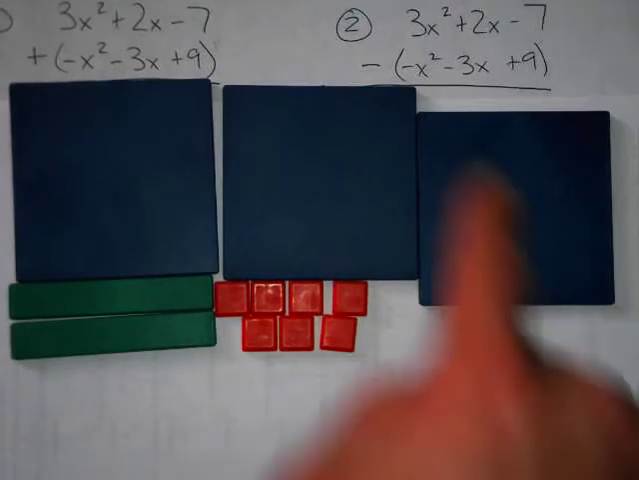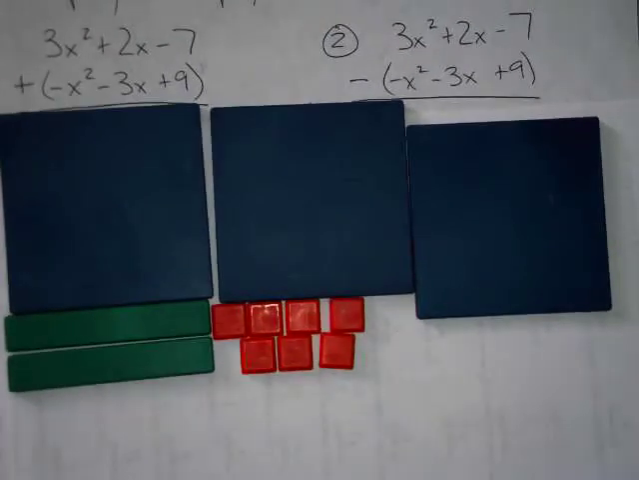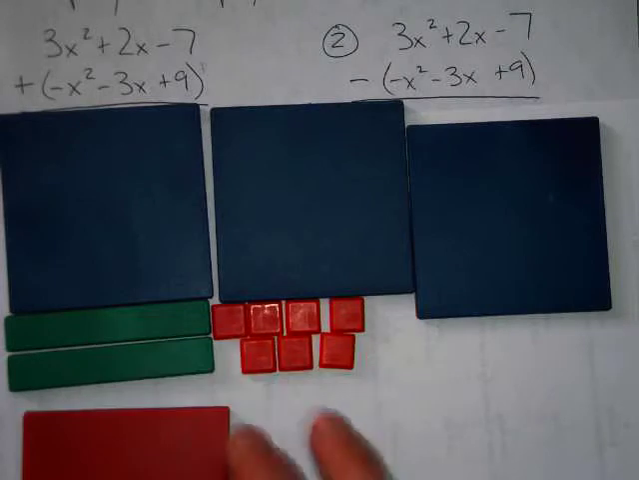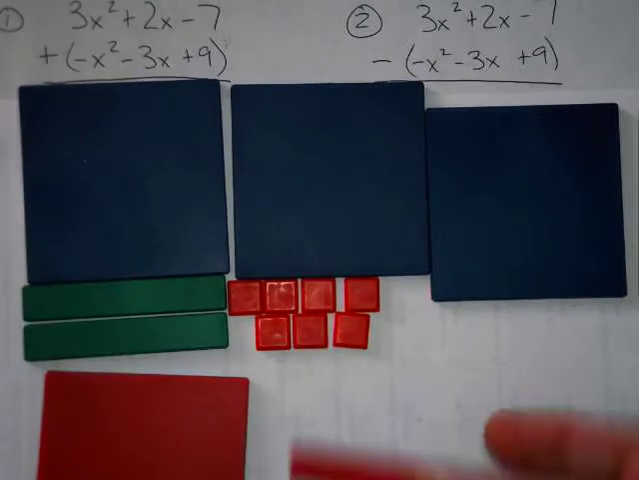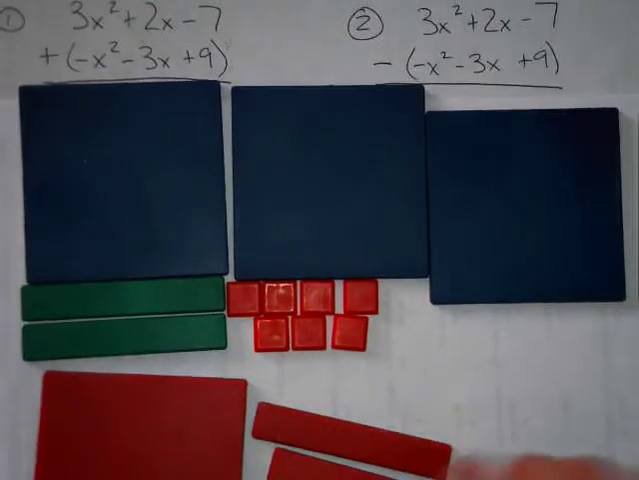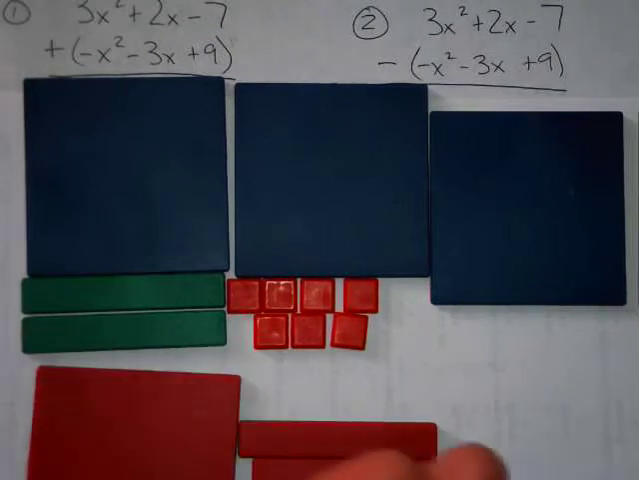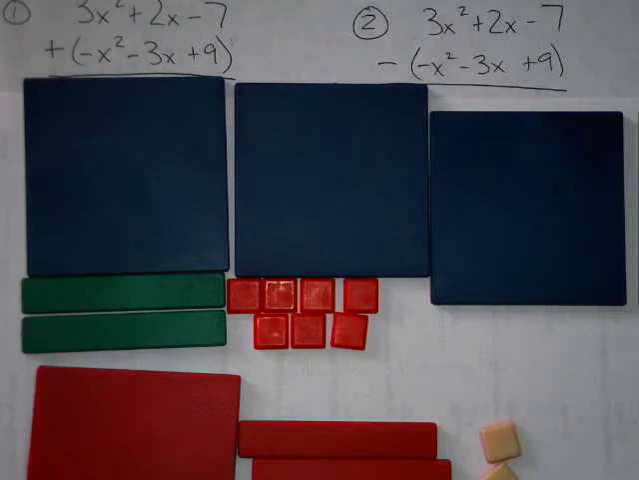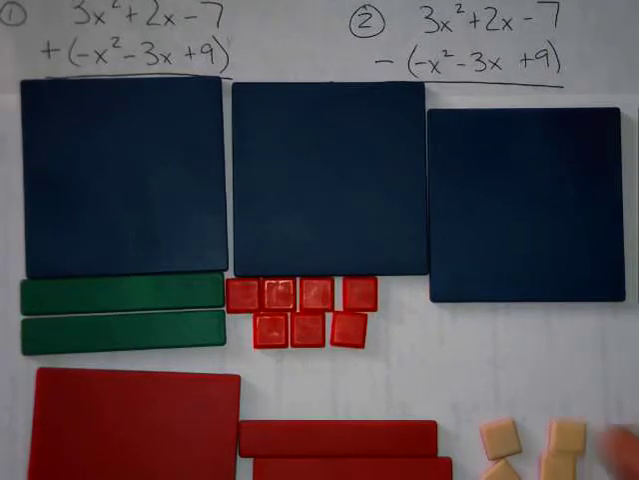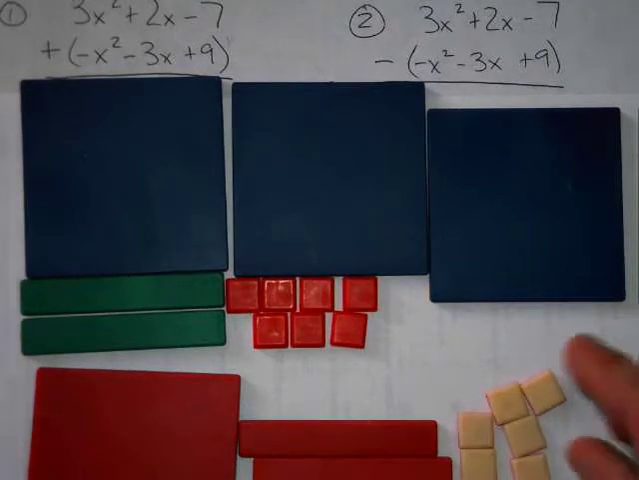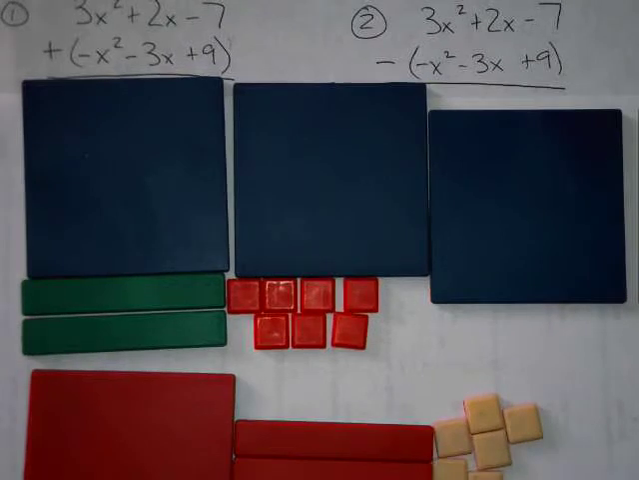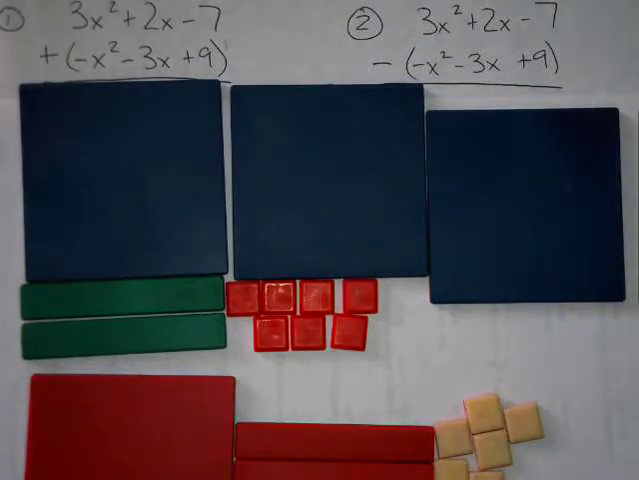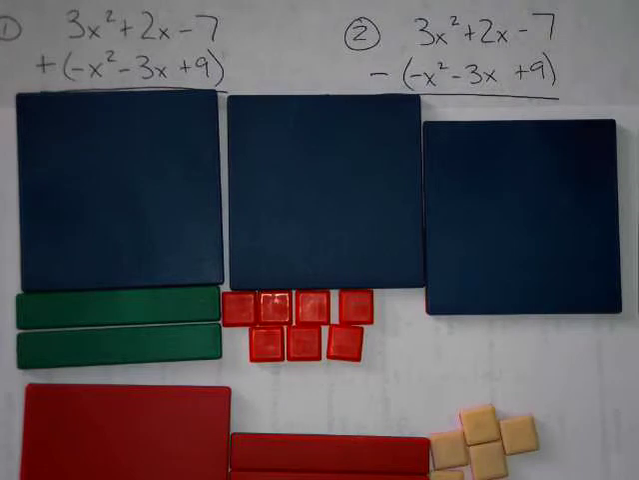And what we're going to do is subtract negative x squared. So here's our second polynomial, minus 3x, our minus 3x's, and our positive 9. Now what we're going to do is subtract. One of the neat things is making sure that we understand what subtraction actually is. So what is subtraction? We are subtracting these two polynomials.